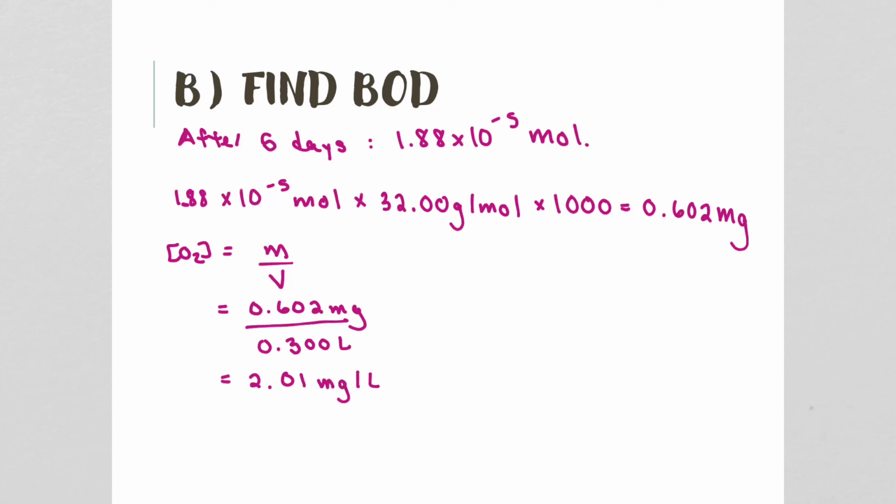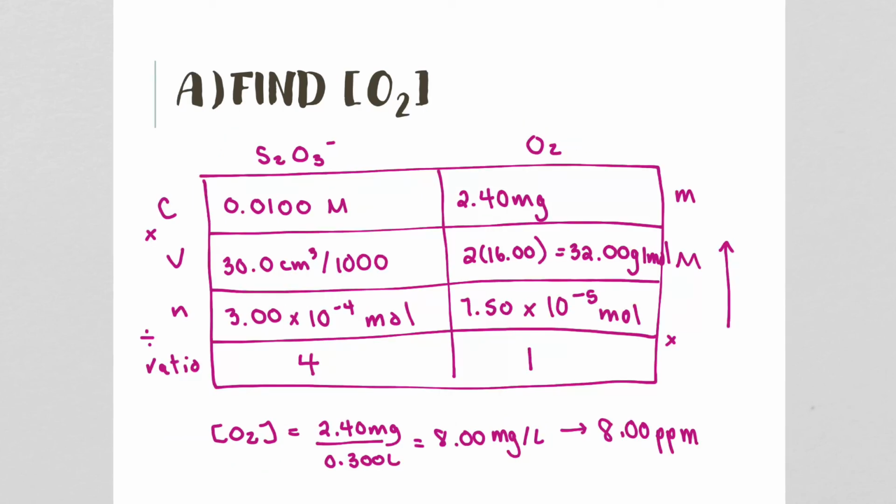So now we can figure out how much the oxygen demand was. So how much got used up over the 5 days. So the BOD is equal to our original, so 8 parts per million, sorry, minus 2.01 parts per million. And that's equal to 5.99 parts per million. So that would be the BOD.